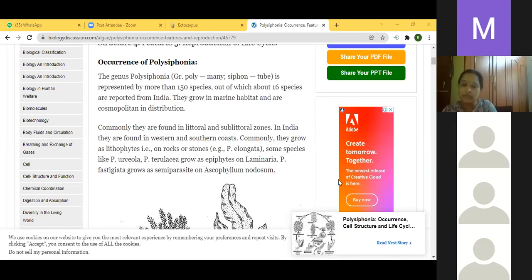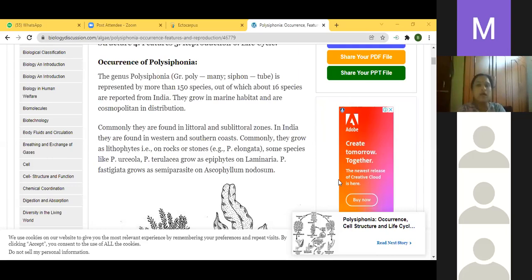The life cycle is called diplobiontic life cycle. Diplobiontic life cycle is present in this class. Okay, this is the general account. Now I'll explain the type study. Tell me anyone, what is the name of the type study?